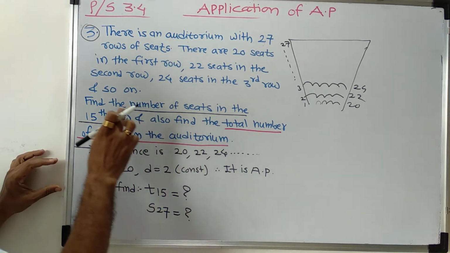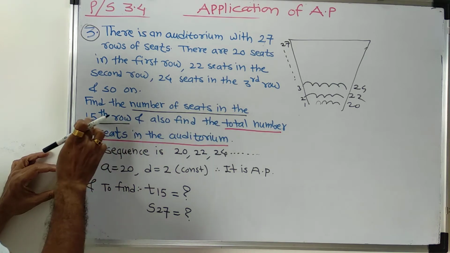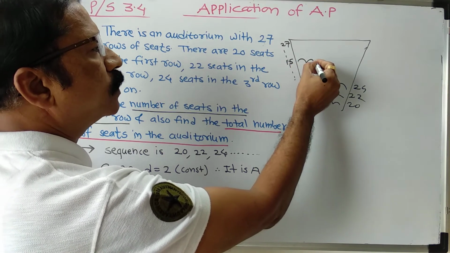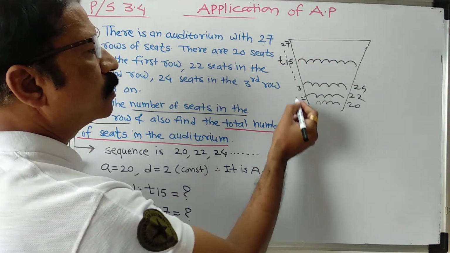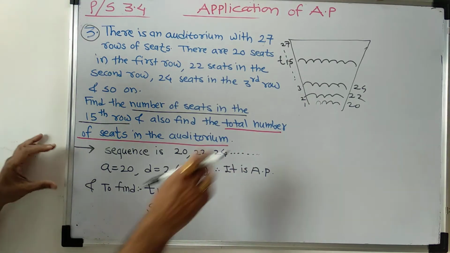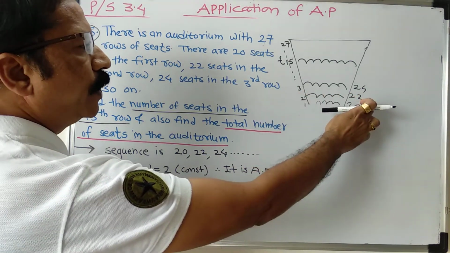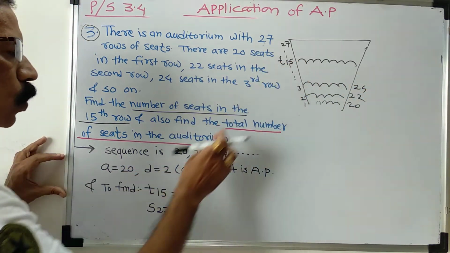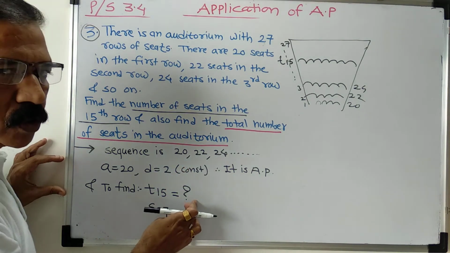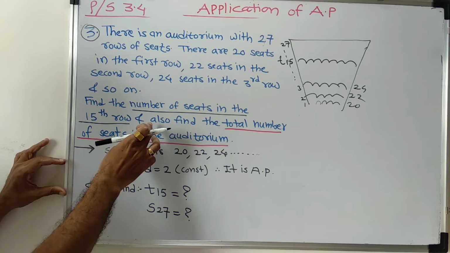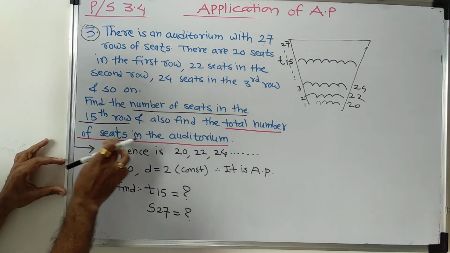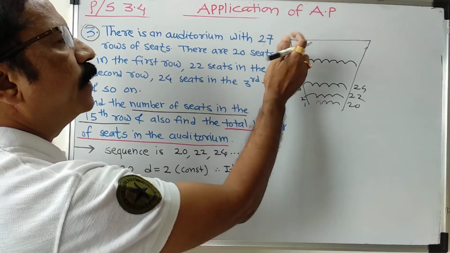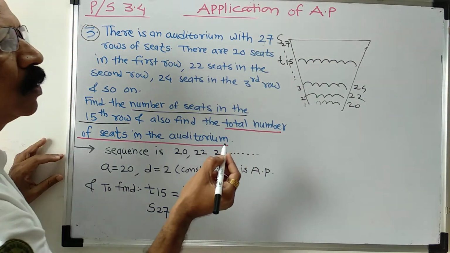And what they ask: find the number of seats in the 15th row. Means you have to find T15. T1 is 20, T2 is 22, T3 is 24. Like this you have to find the number of seats in the 15th row. Means T15 is equal to question mark. Second thing they ask, also find the total number of seats in the auditorium. So in the total auditorium, how many seats are there? So you have to find S27.